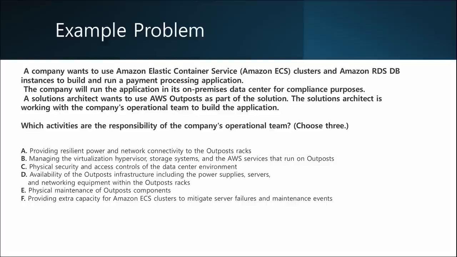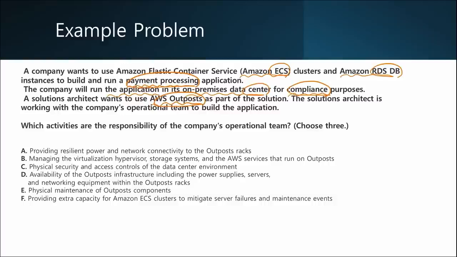Here is the next question. A company wants to use Amazon Elastic Container Service, Amazon ECS clusters, and Amazon RDS DB instances to build and run a payment processing application. The company will run the application in its on-premises data center for compliance purposes. A solutions architect wants to use AWS Outposts as part of the solution.